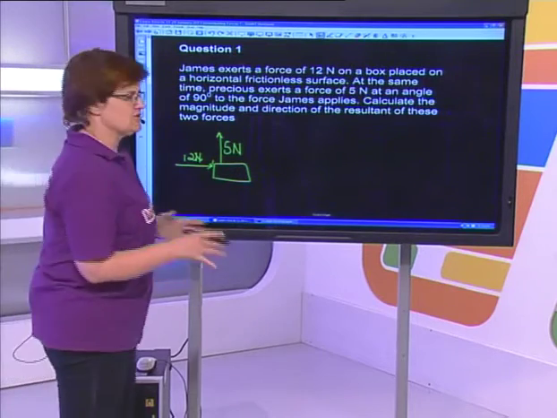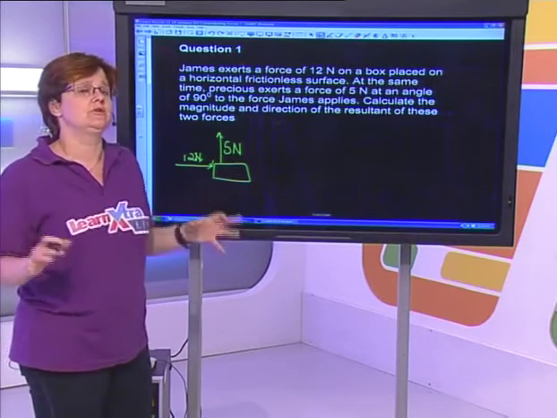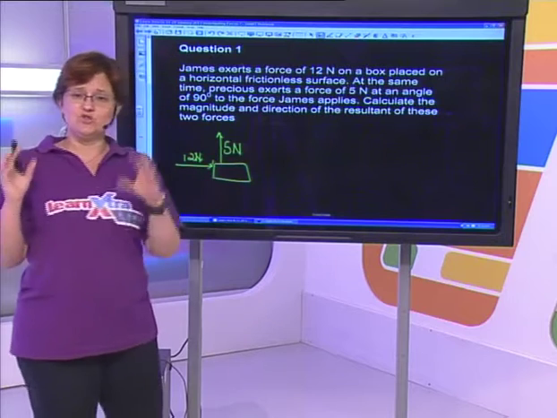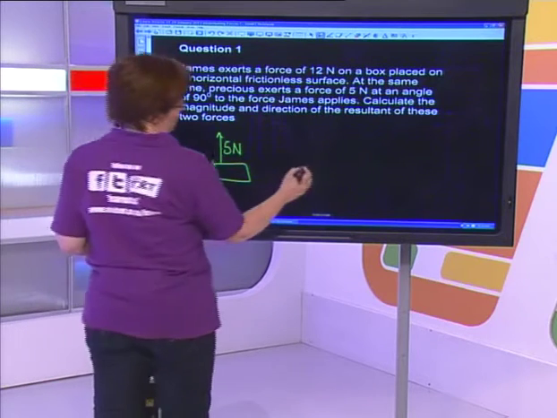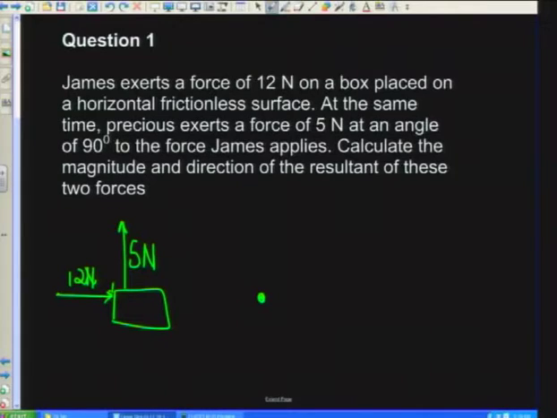If we had to draw this as a free body diagram, just including the forces that Precious and James are exerting on the box, what we have there is James going in that direction, and Precious going in that direction. So there's my 5 newtons, and there's my 12 newtons.